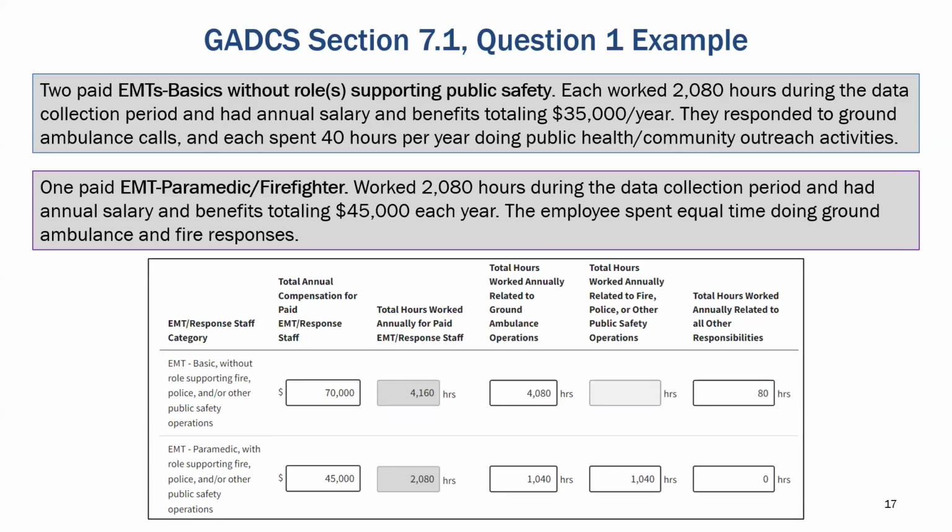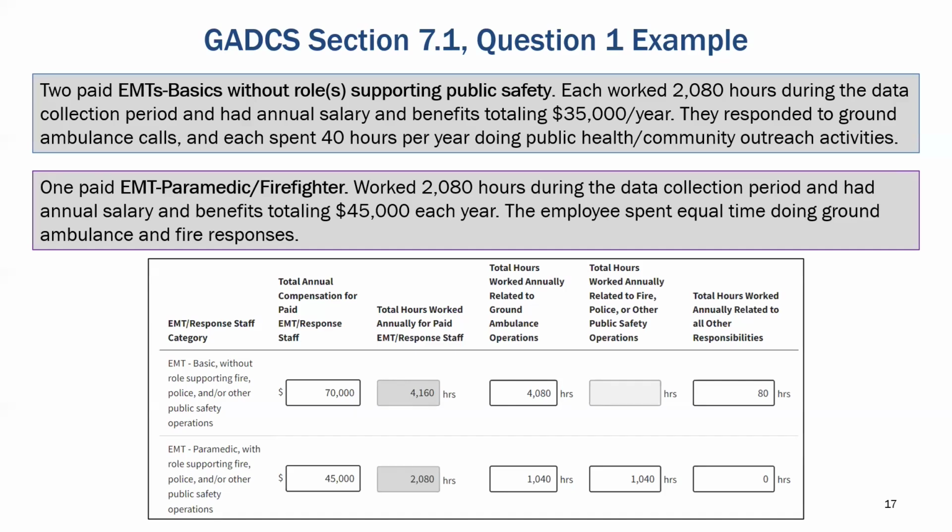Those 80 hours are instead reported in the rightmost column on total hours worked annually related to all other responsibilities. As you can see, the total hours worked annually for paid EMT response staff is grayed out. That is because the values in this column are auto-populated based on the numbers you input into columns to the right. And this serves as a check on the total hours worked.